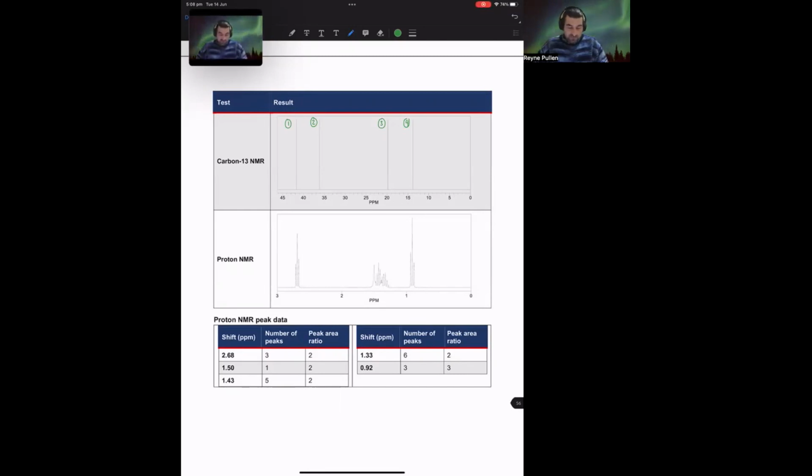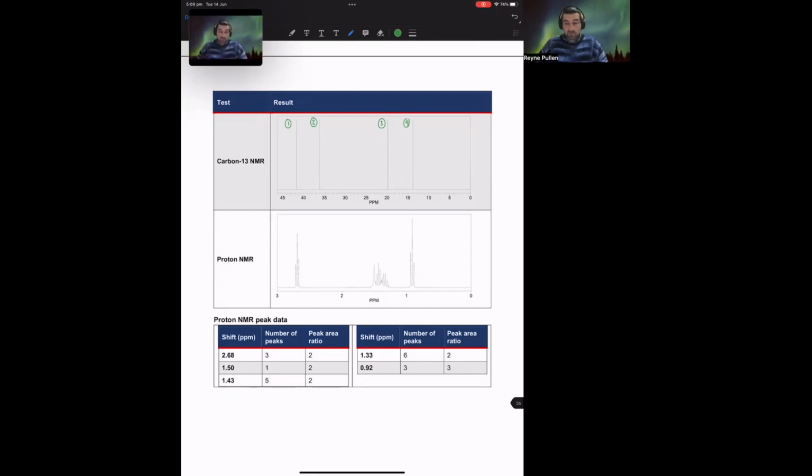We can see that, for instance, peak number 1 is the most left, the most downshifted, sitting at about, I don't know, just under 42 ppm. And then as we go from 1 to 4, we gradually move closer and closer to 0 ppm. Now, this typically is associated with proximity to an electronegative species.